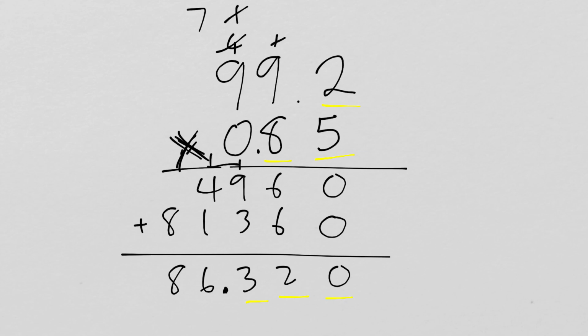So that's how you do it. You ignore the decimal point, you treat it like a whole number, and then you put the decimal point back in the answer, either by rounding or by counting the digits after the decimal point in the question, making sure you have the same number of digits after your decimal point in the answer.